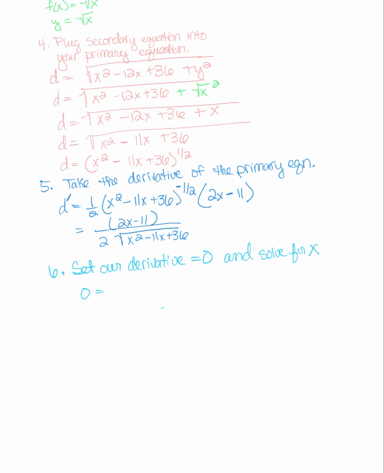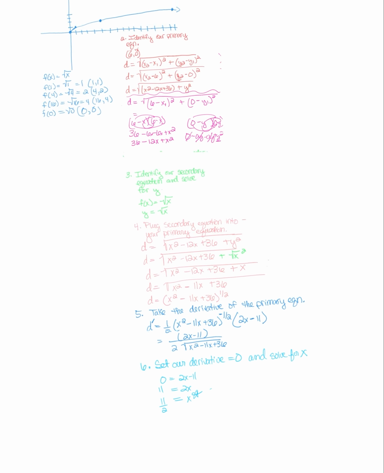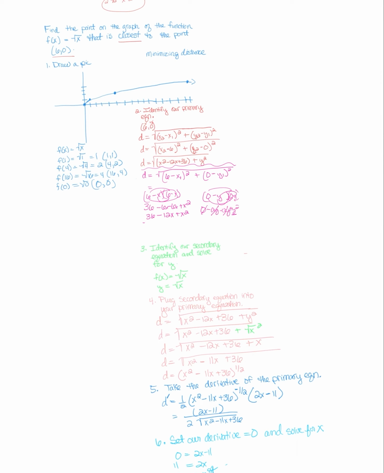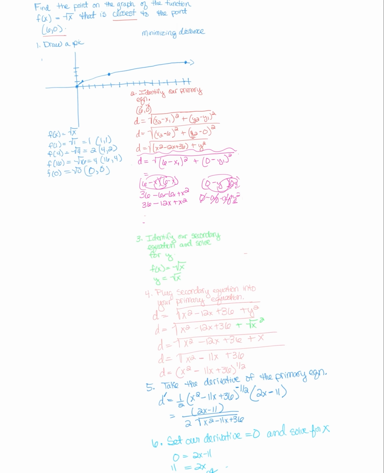So this is going to equal 0 when 2x minus 11 equals 0, which is going to be 2x equals 11, and then 11 divided by 2 equals x. So now we have, which we won't circle, because that's not one of our full answers, is it? Let's see. It said to find the point on the graph. Okay, so what we're trying to do then is find a point, x, y.